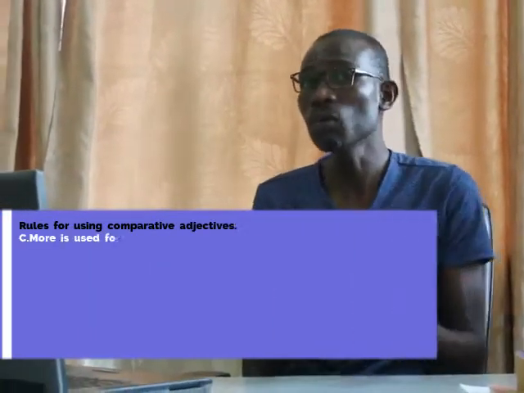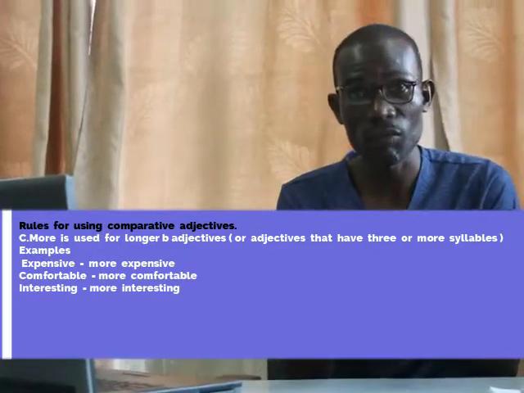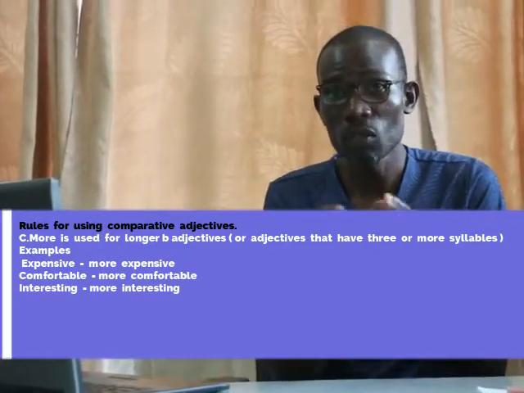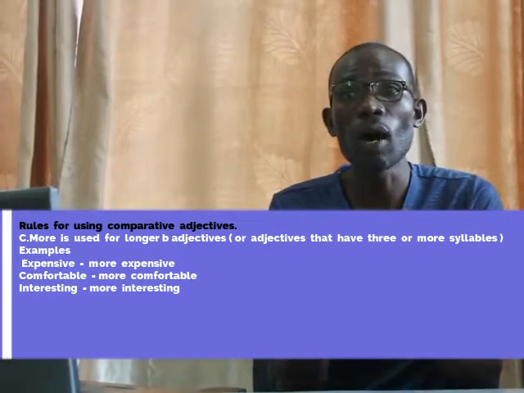Rule number 4, very, very important. More is used for longer adjectives, all those adjectives that have 3 or more syllables. You know, syllables are the way you pronounce the parts of a word. For example, expensive. With expensive, how many syllables do we have there? We have 3 syllables. So long as we have 3 syllables and above, we add the word more.